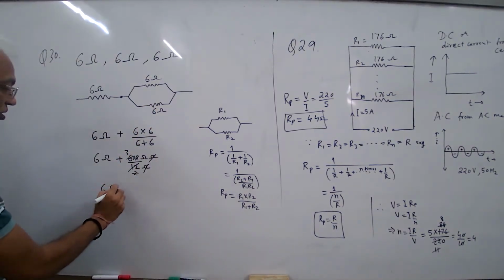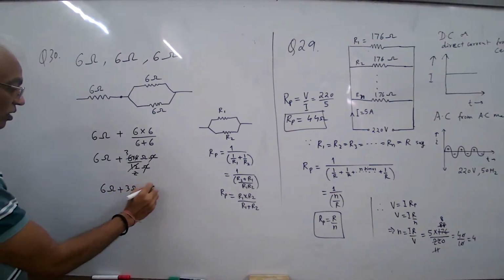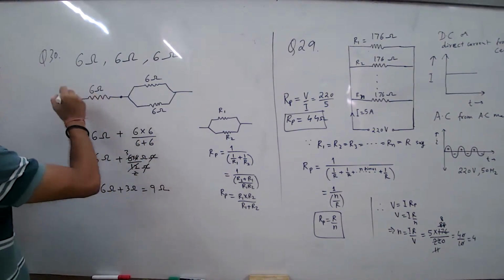3, 6 ohm plus 3, 9. This is the first option.